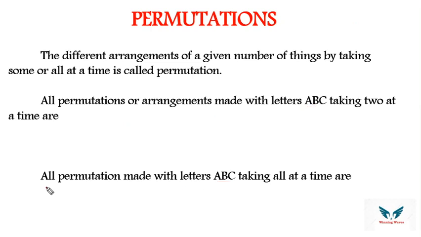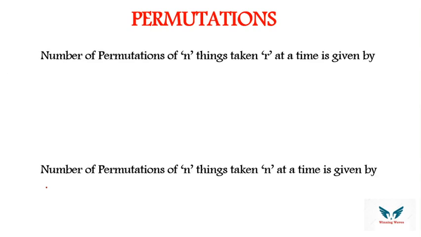Let's go to the next slide. Number of permutations of n things taken r at a time. Here the formula we write is nPr. Whenever permutation is used, we are supposed to put the letter P. Here nPr is n factorial divided by (n minus r) factorial. So n things taken r at a time.